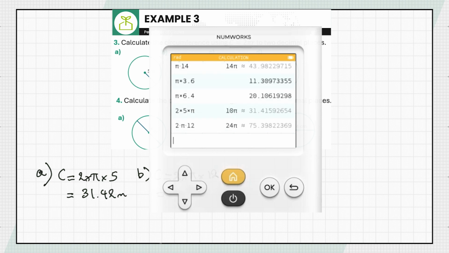Okay, so now we've done 2 times pi times 12, and we have 75.39, so rounding that up, because our next digit is an 8, it's going to be 75.40.